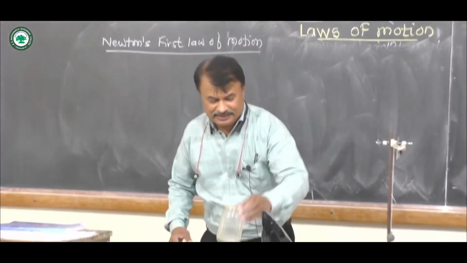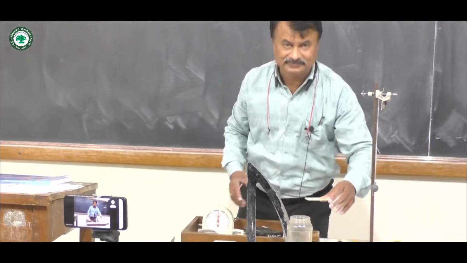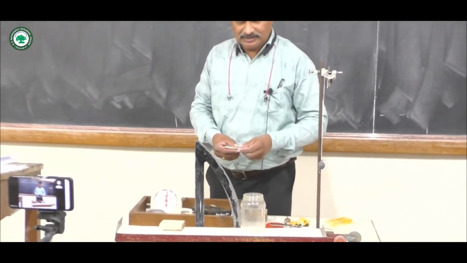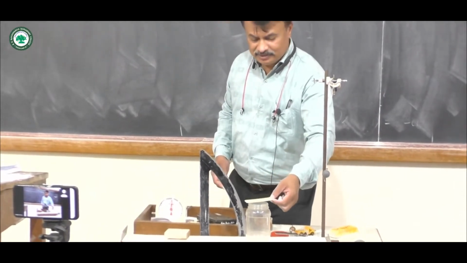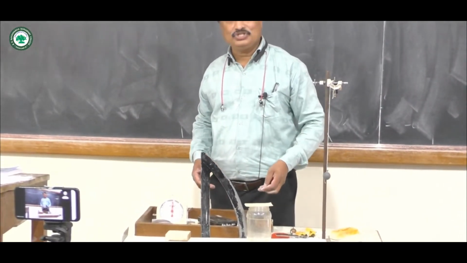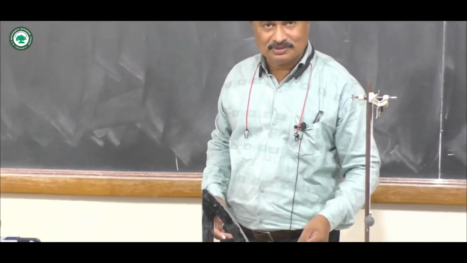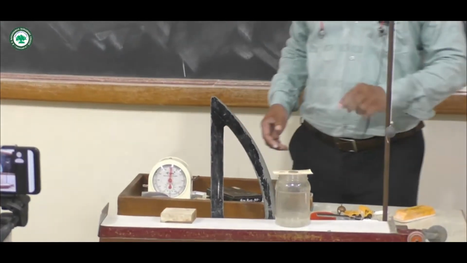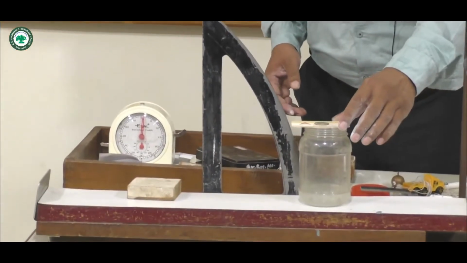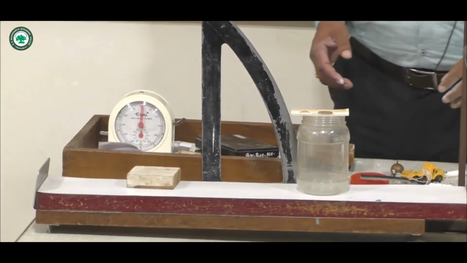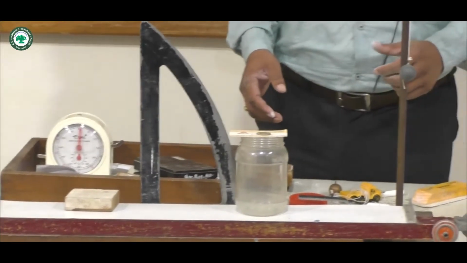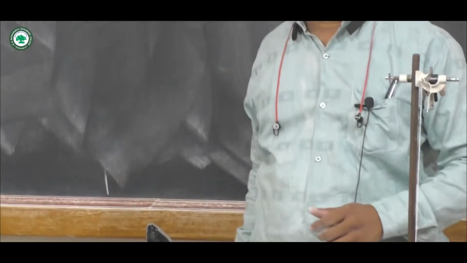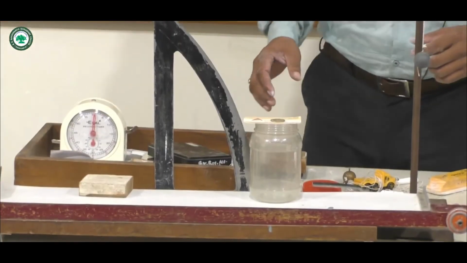We take an empty glass jar like this one. At the open end, we place a postcard or cardboard. On that cardboard, we place a coin. Now we have to study the property of inertia, or what inertia is. With the help of this experiment, we can study Newton's first law of motion.